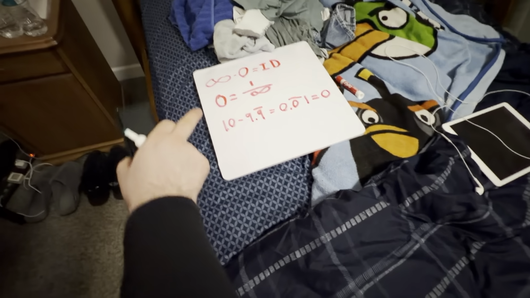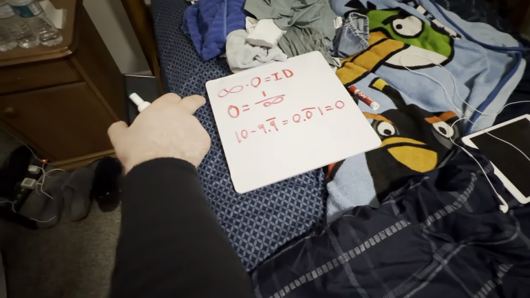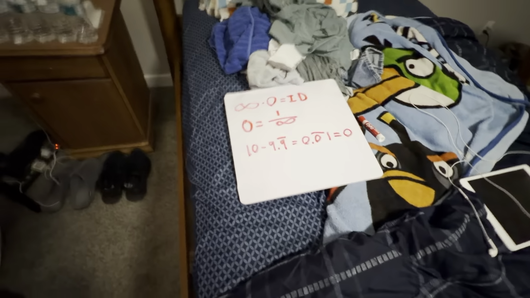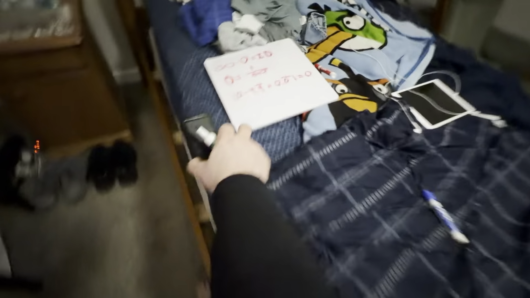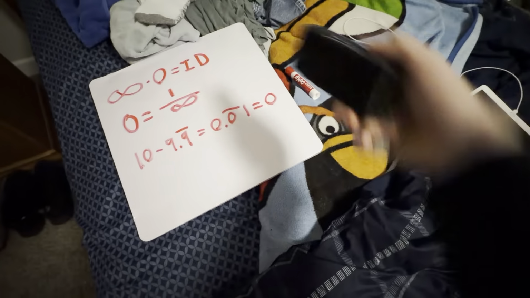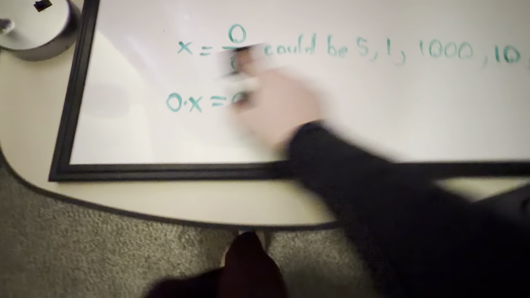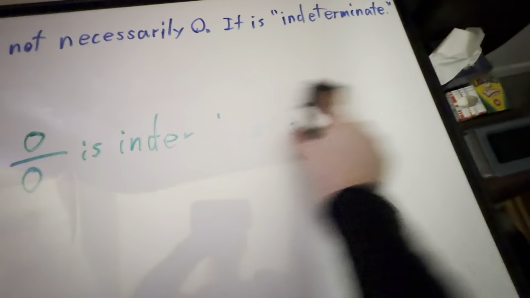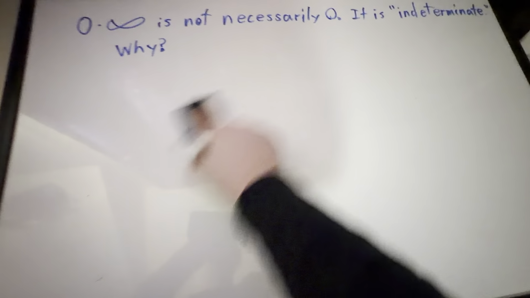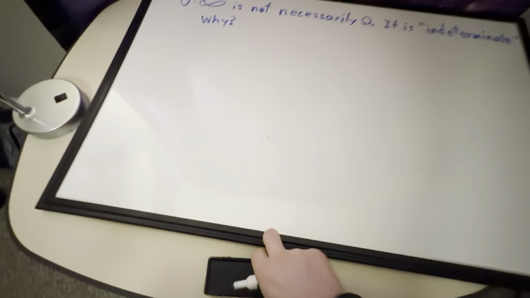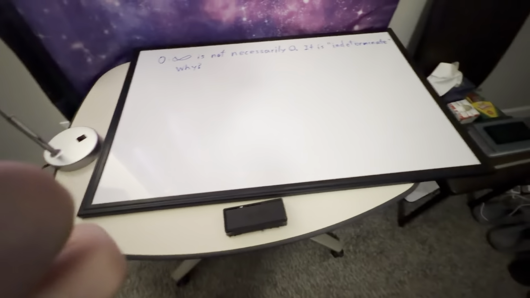Let me just erase this real quick. And this is my notes. These are the two proofs I have for infinity times 0 being indeterminate. That's what the ID means. The ID means indeterminate. So let me go ahead and erase all this. Okay, so let me put the lid on the end of my marker.